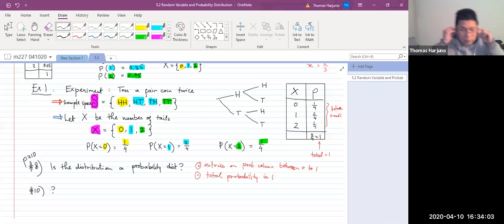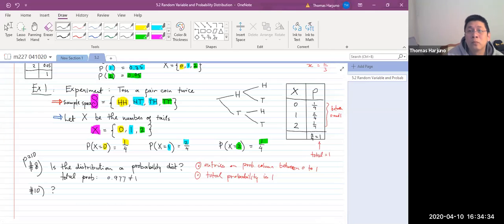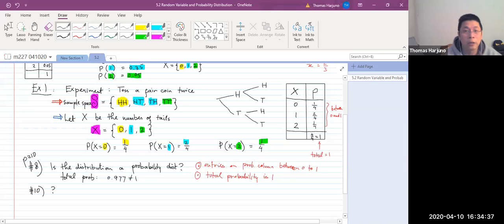Okay, number 8. The entries are all between 0 and 1, but what is the total probability? When I add them, I get 0.977, which is not equal to 1. So it's not a probability distribution.